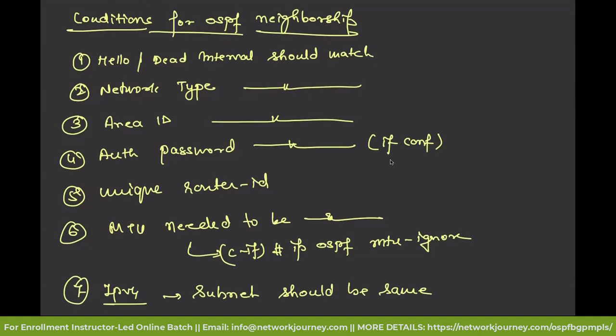And what about router priority? Priority doesn't matter here for neighborship. And the stub area flag: if you are running it with a stub area, then within the area you should have all the routers be stub. Otherwise, they're not going to form the neighborship. So these are some of the things which need to be matched.